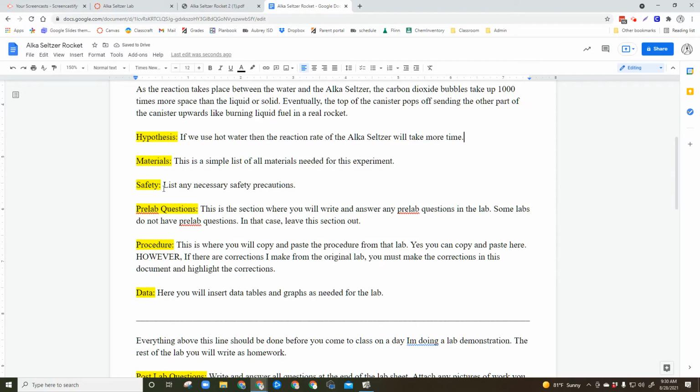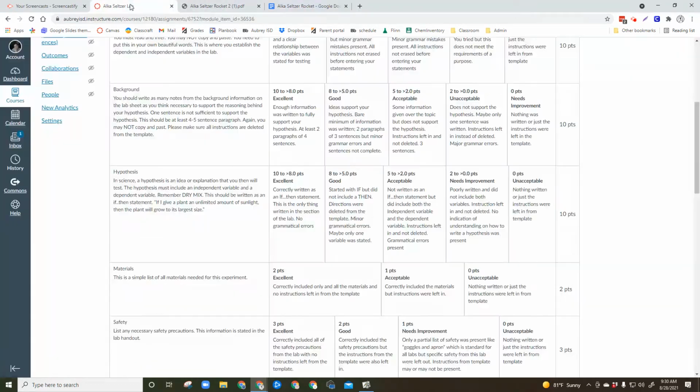All right, so there we have our two variables that we stated, and we have established a relationship. We chose one of the variables. If we use hot water, then the reaction rate of the Alka-Seltzer will take more time or increase. The reaction rate will increase. All right, so we can test that, and that's exactly what we're going to do. So your hypothesis needs to be testable and measurable. Okay, we can measure hot water using temperature, a Celsius temperature probe, and we can measure reaction rate by using a timer in seconds. So we have a good hypothesis there.